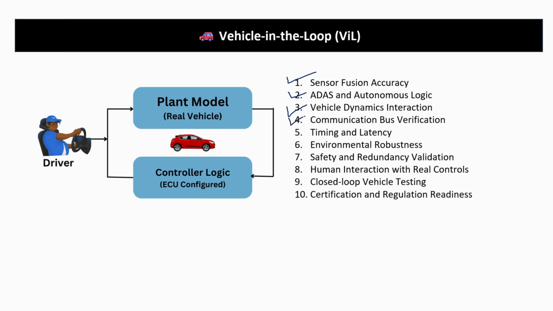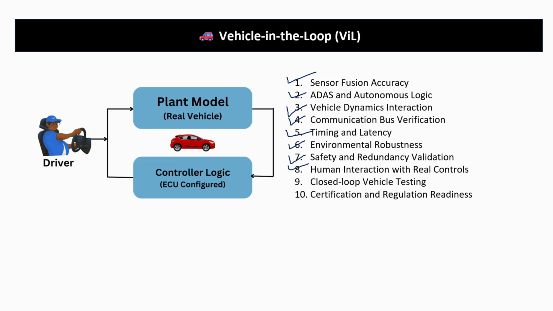Communication bus verification. Checking CAN, LIN, or Ethernet data flow between ECUs in real time conditions. Timing and latency. Verifying system delays between sensor detection and actuator response. Environmental robustness. Testing under simulated rain, fog, night lighting, or icy roads. Safety and redundancy validation. Ensuring fail-safes work correctly when one sensor or ECU malfunctions.